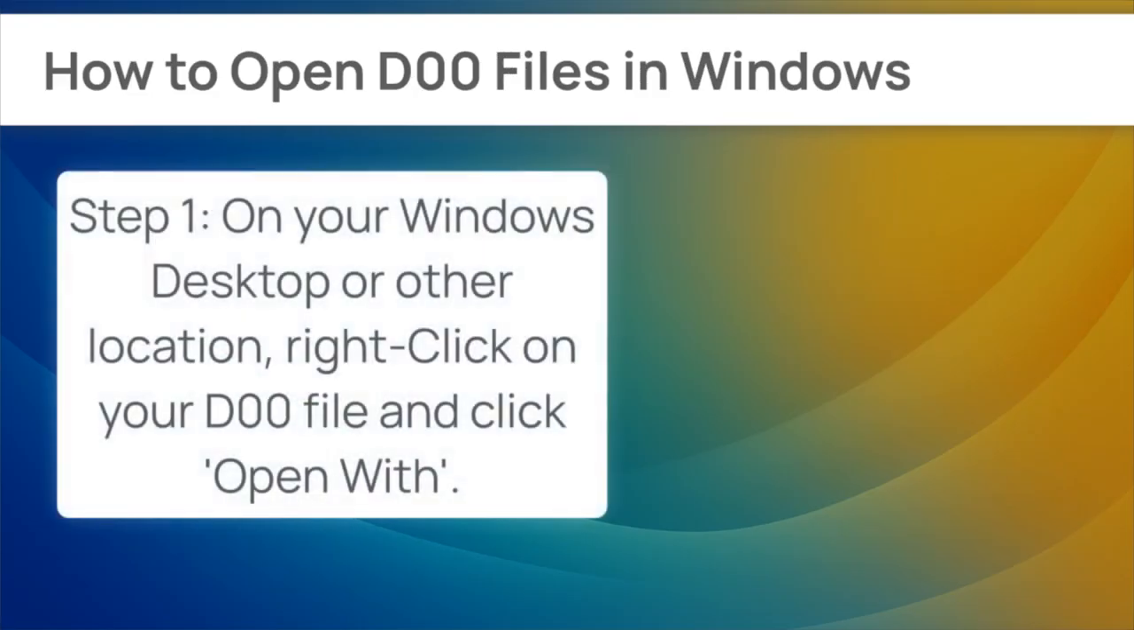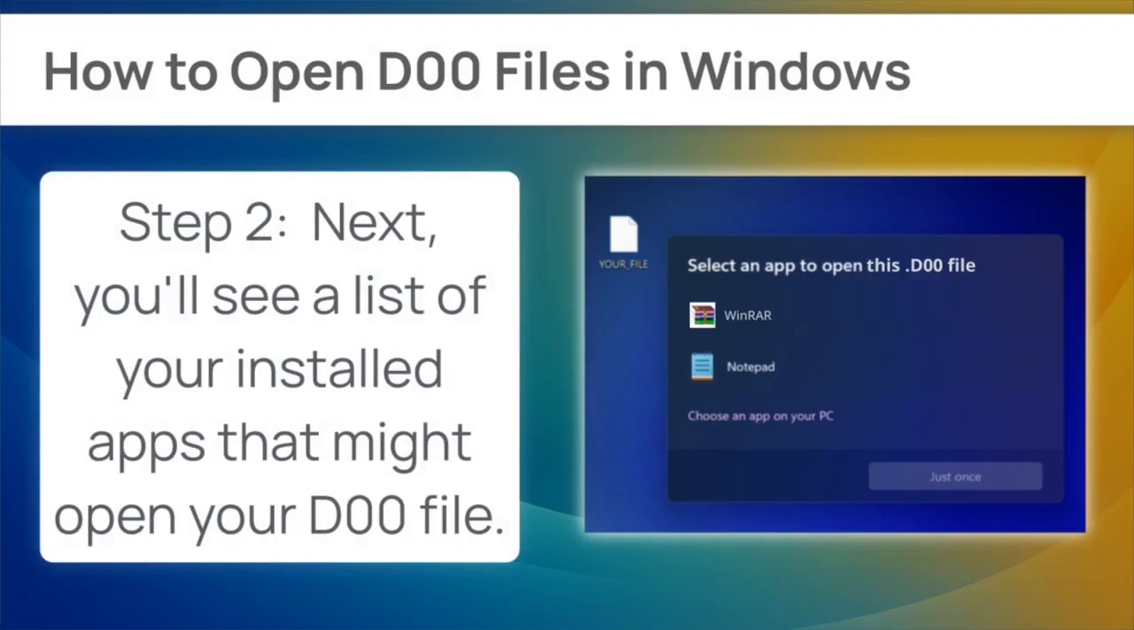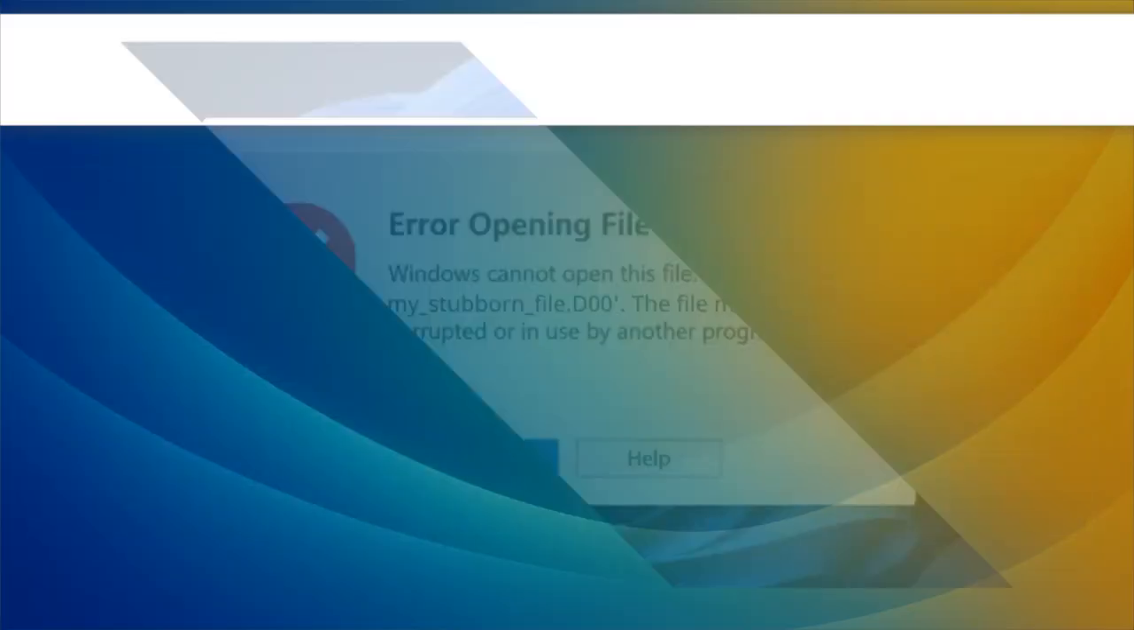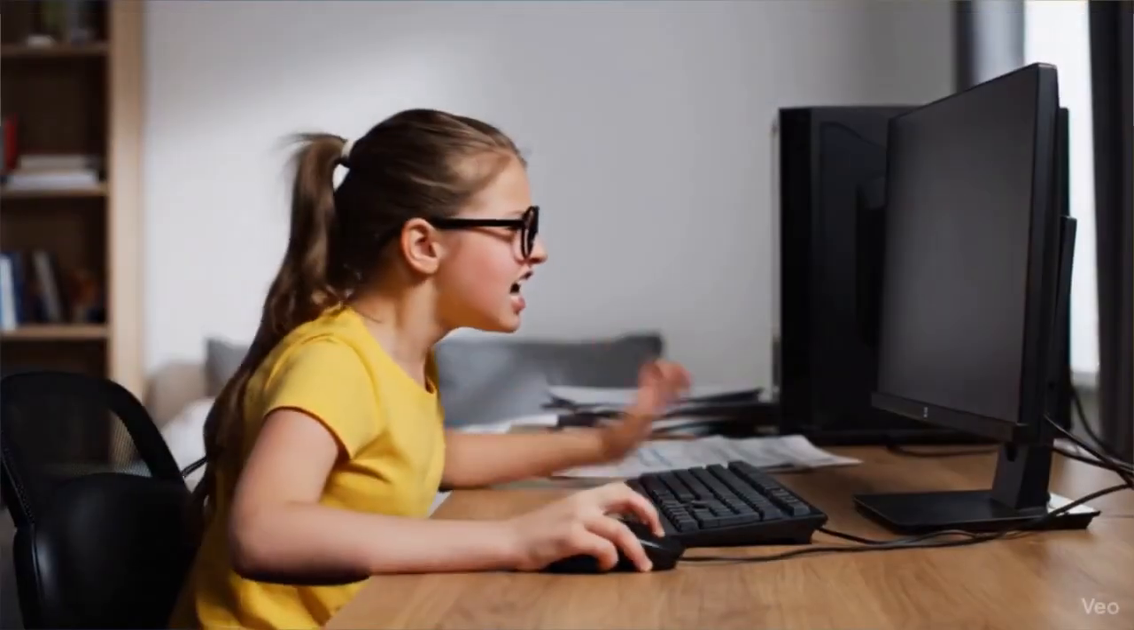Your first move is to identify the possible openers. Right-click the D00 file and choose Open With. If WinRAR is an option, select it. If not, choose another program. It's often trial and error. If your D00 file will not open, do not worry. The best fixes start with understanding the problem.